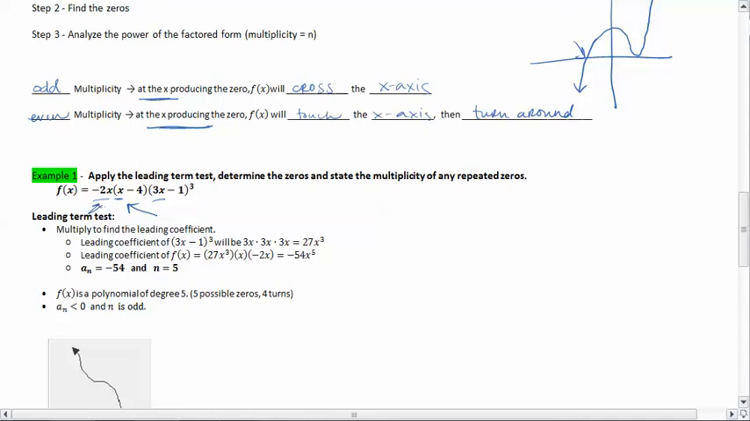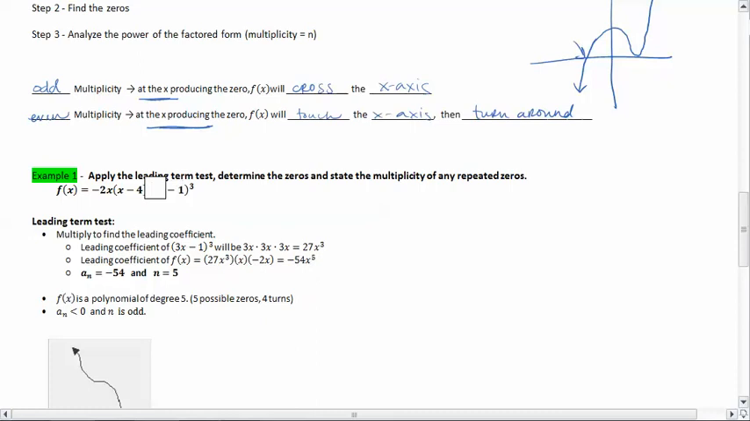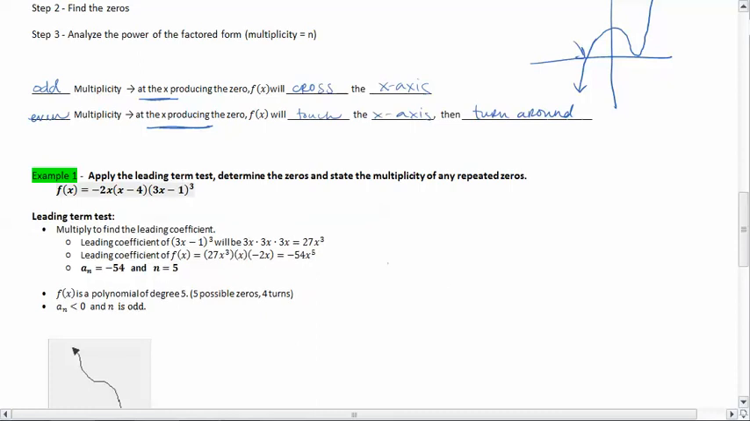And I know that that 27x^3 is then going to multiply our first term and our second term. So then we have x by itself, that's just this x minus 4 is just raised to the power 1. This negative 2x is just raised to the power 1. And so we have negative 2x times 27x^3. This gives us a negative 54x^5. So our a_n, our leading coefficient, becomes negative 54.